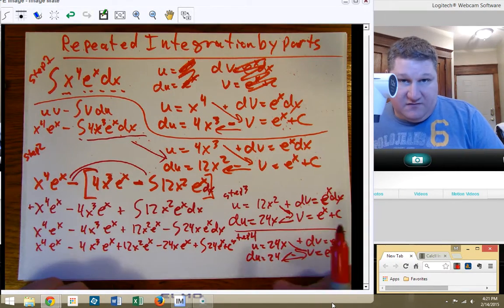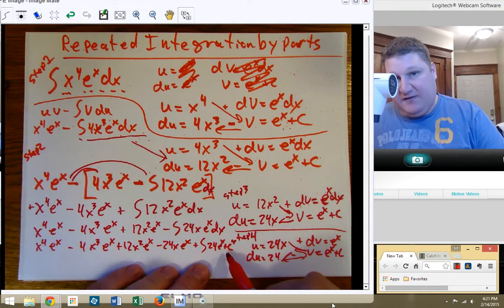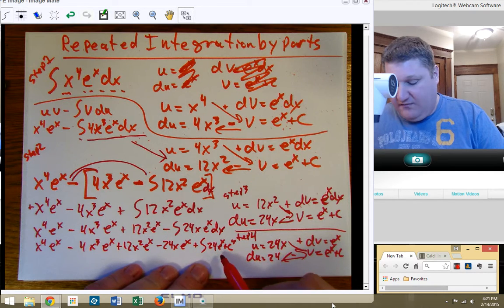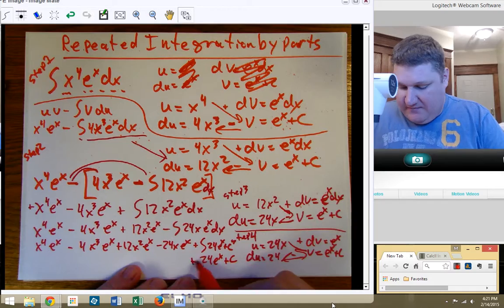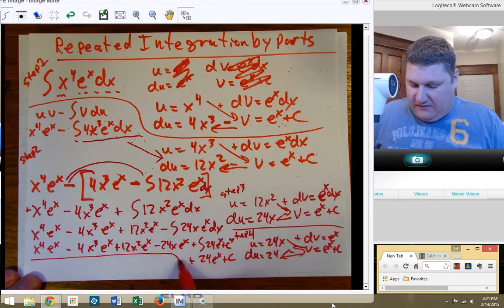Oh, thank goodness, finally we have it. I can finally integrate this. The integration of 24 e to the x is 24 e to the x plus c. So our final answer is as follows.